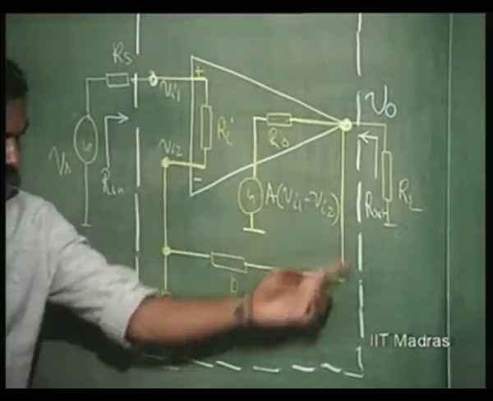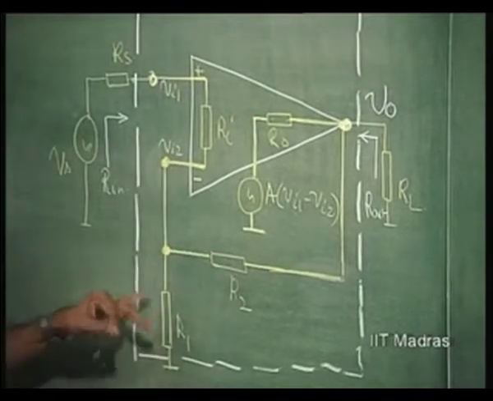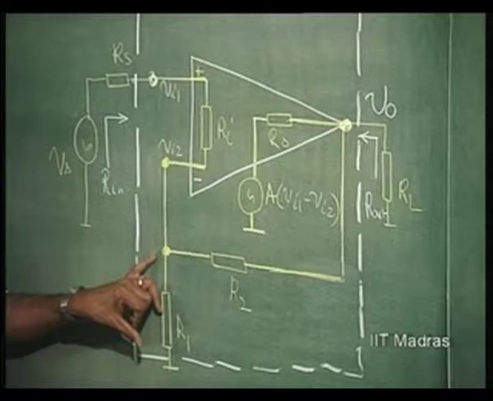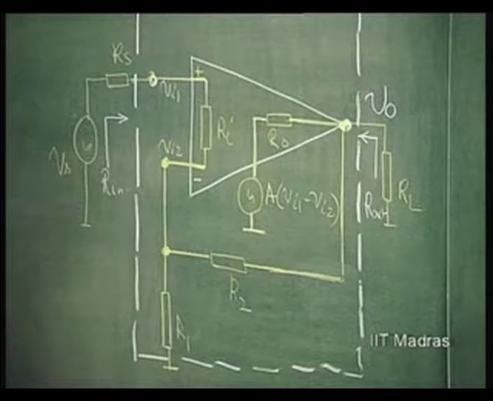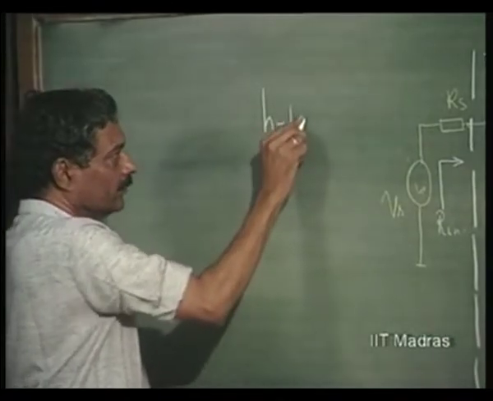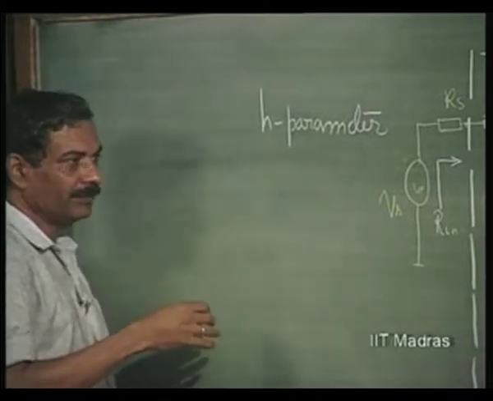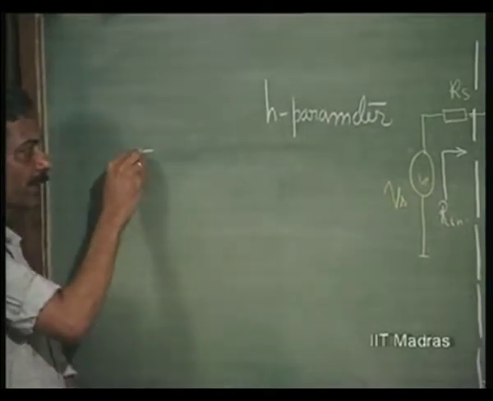Once you obtain this, you give H feedback using a passive network R1 and R2. This R1 R2 passive network samples the output and feeds back beta times V naught, or R1 by R1 plus R2 times V naught, at this point as the feedback voltage. Now, under that situation, what happens in an actual situation? We would like to apply the H parameter for a voltage controlled voltage source analysis with H feedback. So, we will write the composite H parameter.